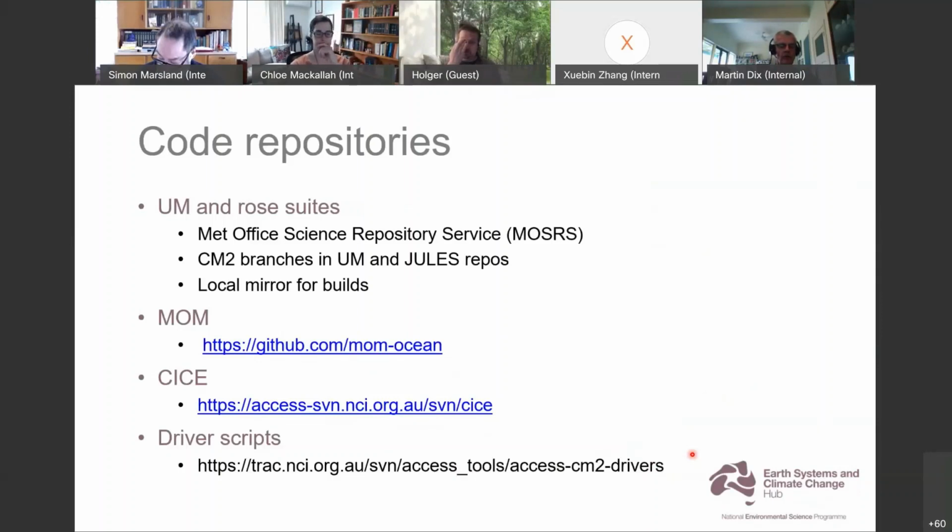CICE, there's a local branch in the ACCESS SVN repository. And there are also some driver scripts in a local repository. So to use MOSRS, you need a separate registration process. And again, you can request that through the ACCESS help, which I'll mention later if you need that.